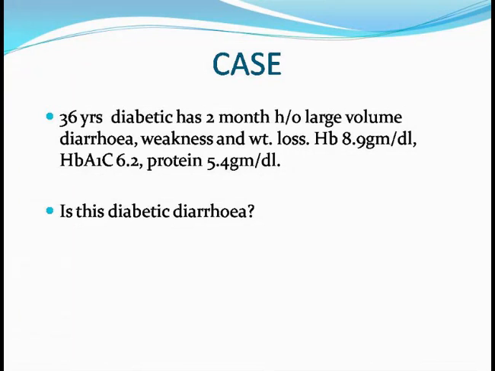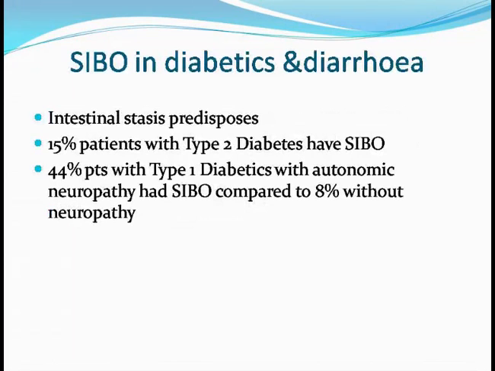Now here is a case as an example: a 36-year-old diabetic with a 2-month history of large volume diarrhea. The moment you have large volume diarrhea associated with weakness and weight loss, the hemoglobin was low, suggesting anemia. The HbA1c level was normal and the protein was low. All this suggests that there is a malabsorption. Once you get a malabsorption, you should look for whether the patient has celiac disease or not, rather than making a diagnosis of diabetic diarrhea.